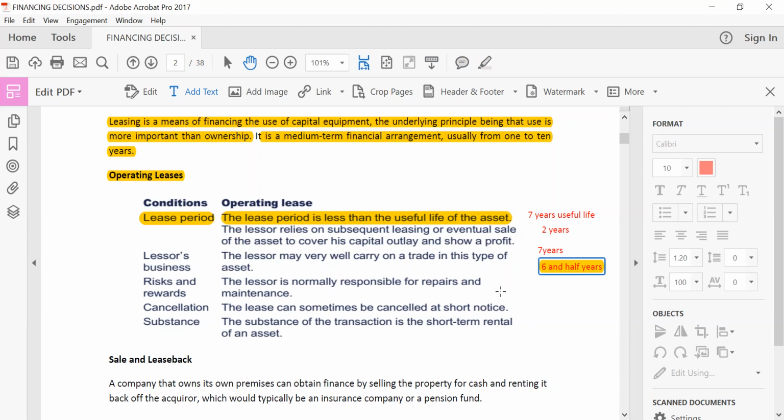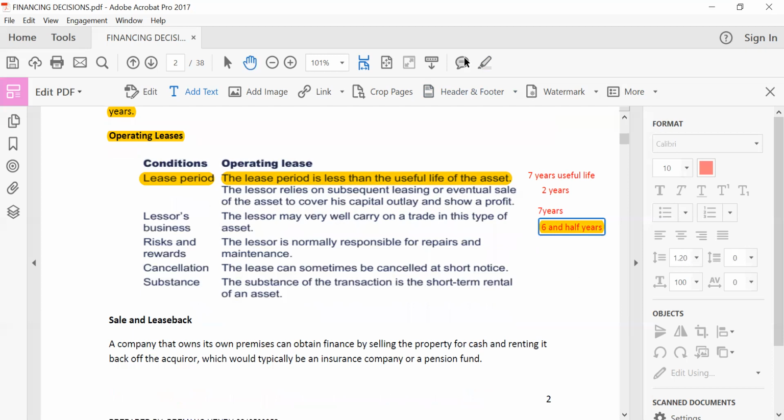So if the asset's life is 7 years and we're using it for just 2 years, it is an operating lease. If it's 7 years and we're using it almost close to the 7 years, then it turns out to be a finance lease in financial management. But in financial reporting, we don't have operating lease anymore. So let's proceed with the next item.